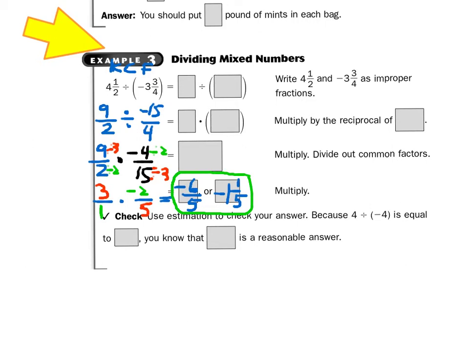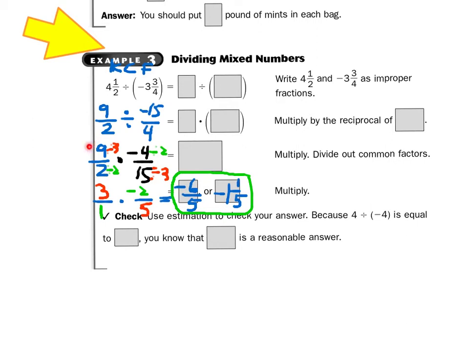Now I can do the keep, change, flip. So keep the 9 over 2, change division to multiplying, and flip the -15 over 4. So that becomes -4 over 15. And now let's look across. Look at the 9 and the 15. I see their greatest common factor is 3. And then look at the 2 and the -4. I see their greatest common factor is 2.